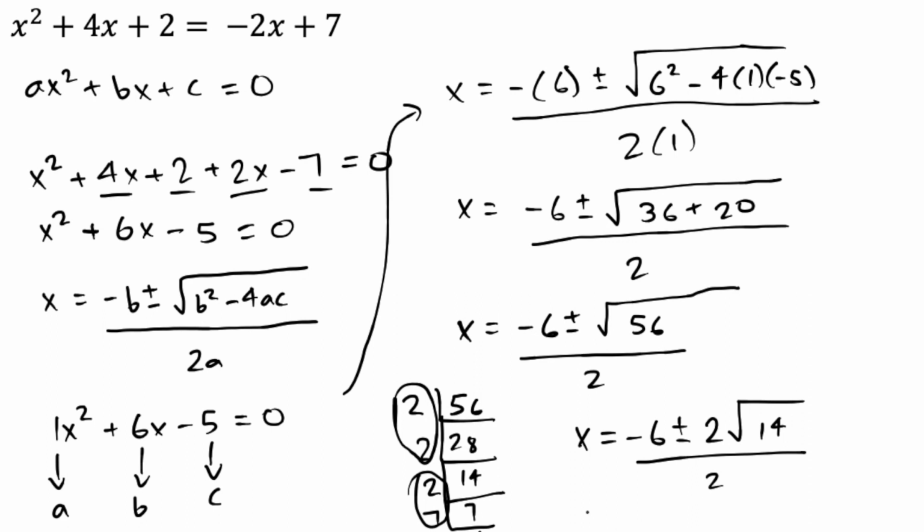And again, we simplify to the final form. X is equal to negative 3 plus or minus the root of 14. And that's our answer.